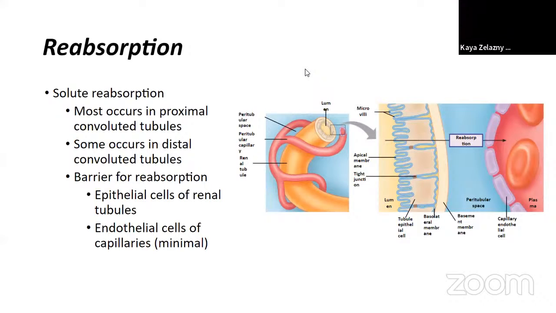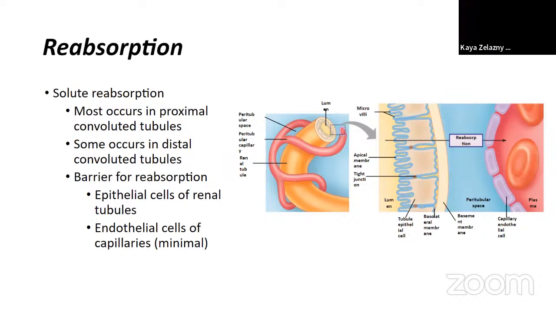So we talk about water reabsorption, but we can also think about solute reabsorption. Right? So most of the solute reabsorption, like most of our water reabsorption, is happening in the proximal convoluted tubules. So they're proximal tubules, proximal convoluted tubules. There's not really a difference in that terminology there. They're talking about the same thing. A little bit of the solute reabsorption is happening in the distal convoluted tubule as well.